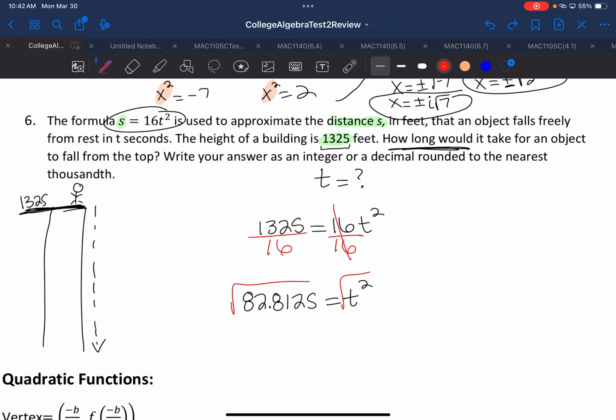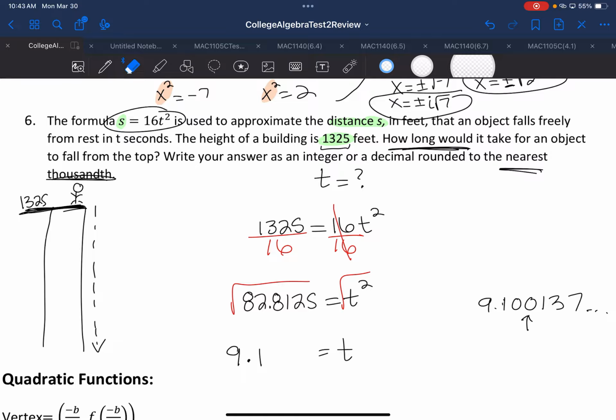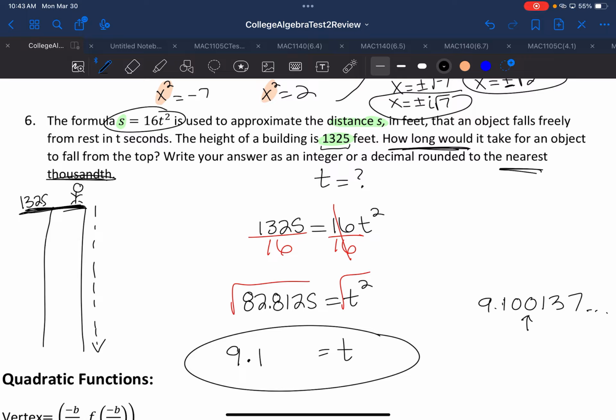So T would be equal to the square root of that, rounded to the nearest thousandth, would be 9.1, really just 9.1 because it's 9.10013. So I'll write that out though, 9.10013, and so on. The thousandths place is this 0, and the 1 behind it tells me to keep that the same. And so that'd be 9.100, but I don't need the zeros. So after 9.1 seconds, that object would hit the ground from that distance of 1325.